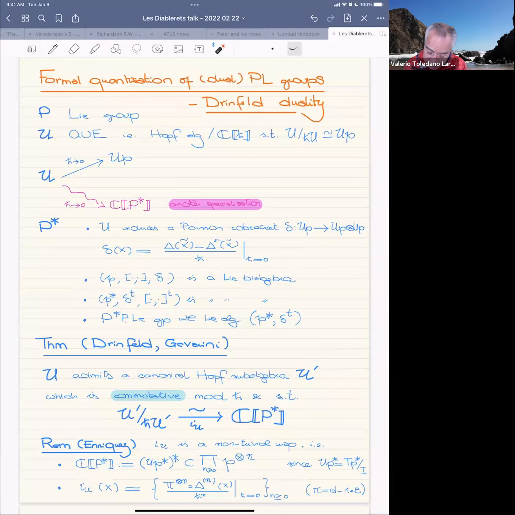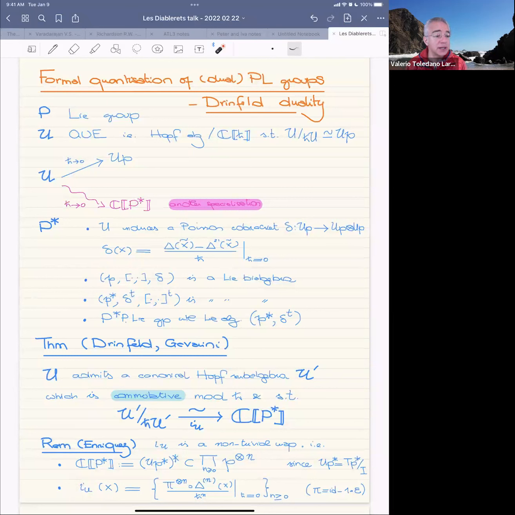functions on this formal Poisson Lie group, P star. And when I say you get, it's not exactly on the nose. There's a rather non-trivial isomorphism between these two. And this only appeared later in a paper of Enriquez. I've given you the formula here. We're not going to use it as such, but I just want you to remember that this identification is by no means trivial. It's given by a somewhat involved formula. All right. So this is Drinfeld duality.